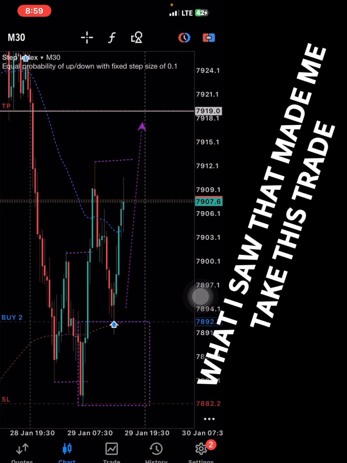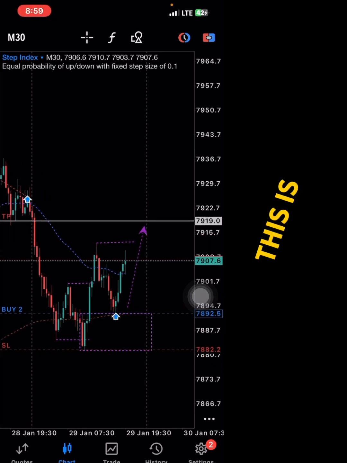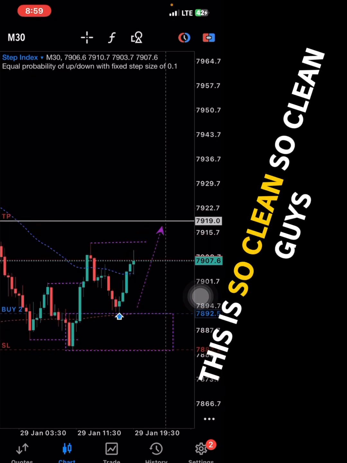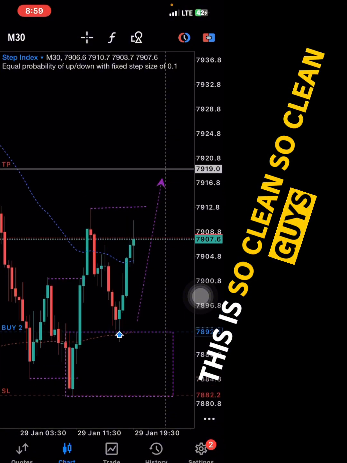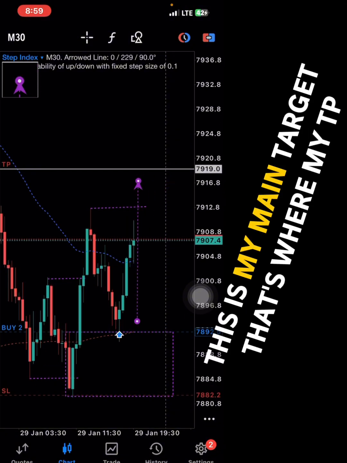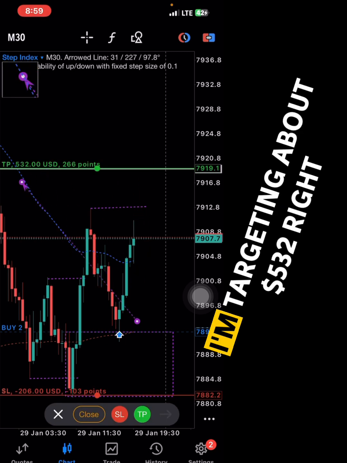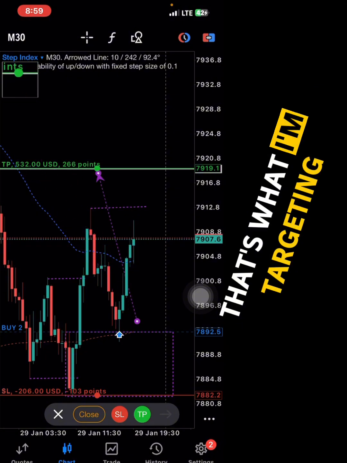Now look at what I saw that made me take this trade. Let me show you guys. This is so clean, guys, so clean. Now this is my main target. That's where my TP is, and I'm targeting about $532. Right? That's what I'm targeting.